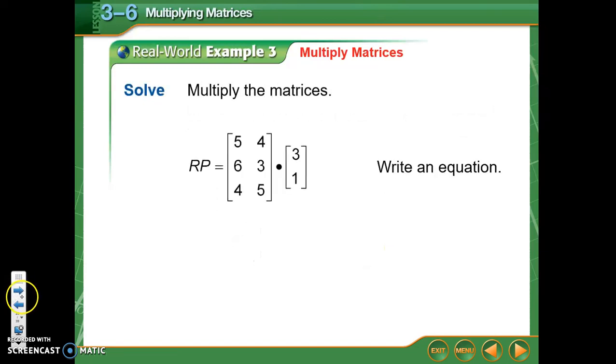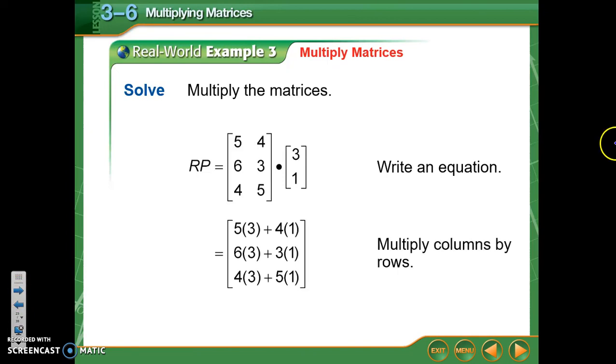So now we're going to multiply these matrices together, and we're going to do the same process. So I'm going to do the first row times the first column, 5 times 3 plus 4 times 1, and that goes right here. Notice that this matrix is 3 by 2, this matrix is 2 by 1, so I'm allowed to multiply because my inner dimensions match. My resulting dimensions will be 3 by 1, so I'm going to have 3 rows, but only 1 column.